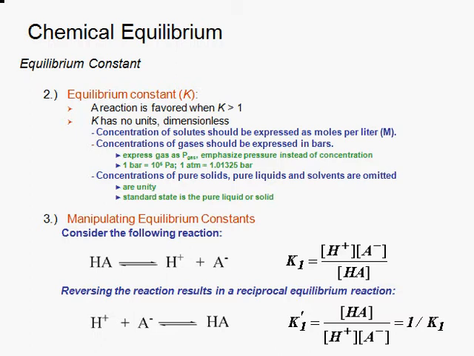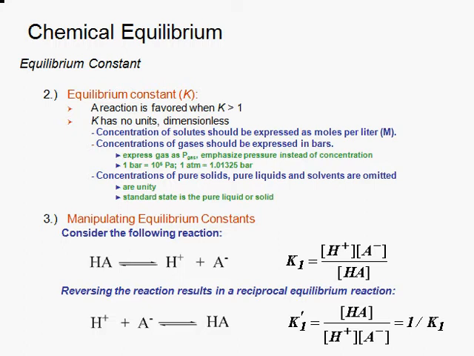Equilibrium constant K. A reaction is favored when K is greater than 1. K has no unit, it's dimensionless. Concentration of solute should be expressed as mole per liter, capital M. The concentration of gas should be expressed in bar. Express gas as pressure P instead of concentration, like 1 bar is equal to 10 to the power 5 Pascal.